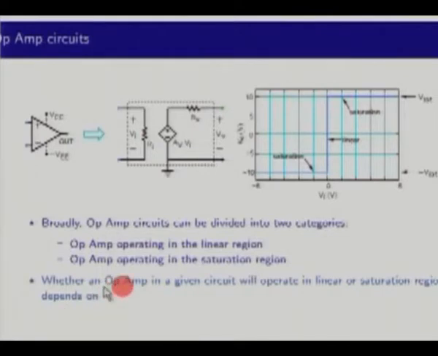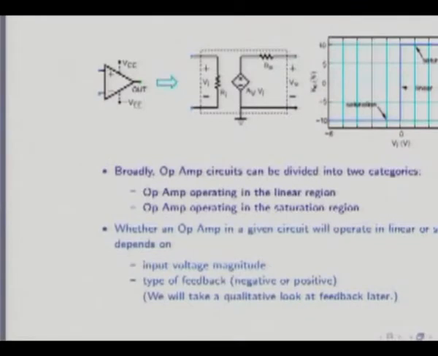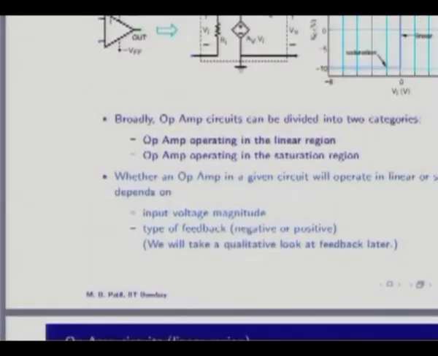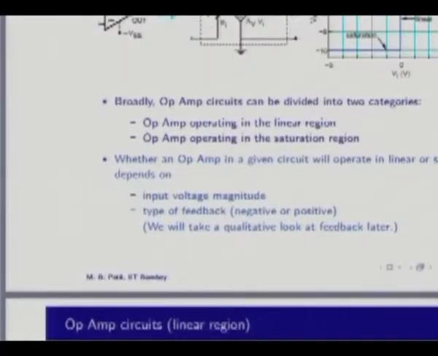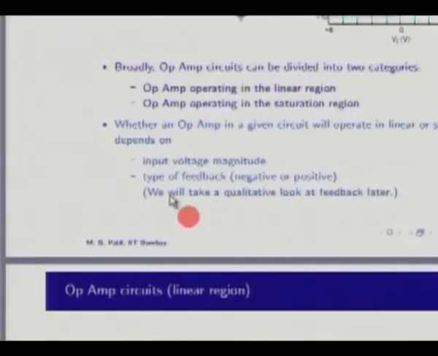Now what decides whether the op amp in a given circuit will operate in the linear region or saturation region? That will depend on different things. One, the input voltage magnitude. Two, the type of feedback, and that of course Professor Sharma has pointed out to some extent yesterday, whether the feedback is negative or positive. If it's negative feedback, then the op amp is likely to work in the linear region. If it's positive feedback, then the op amp is likely to work in the saturation region. And we will take just a qualitative look at feedback a little later. Feedback is a very complicated concept, but let's just look at it qualitatively later on.